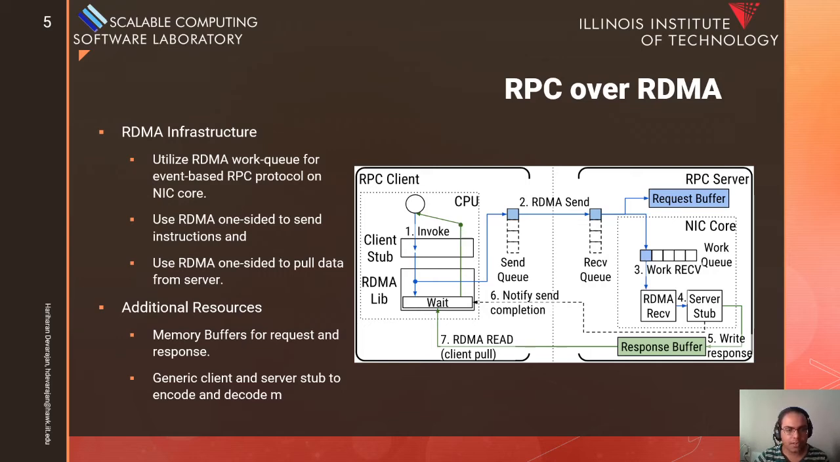RDMA one-sided to execute data operations. The decoding and execution of the RPC protocol happens on the NIC core. Hence, the application CPU on the target node is not used. The client pull model ensures the server does not wait for the client to receive the response, hence it can serve other client requests.